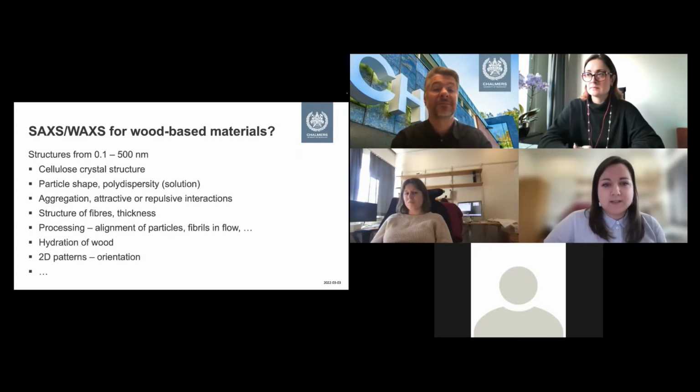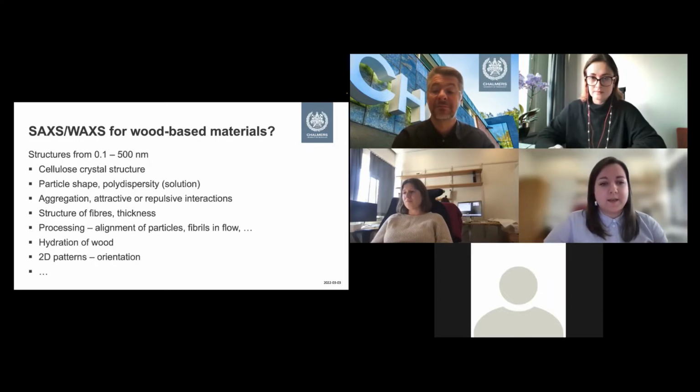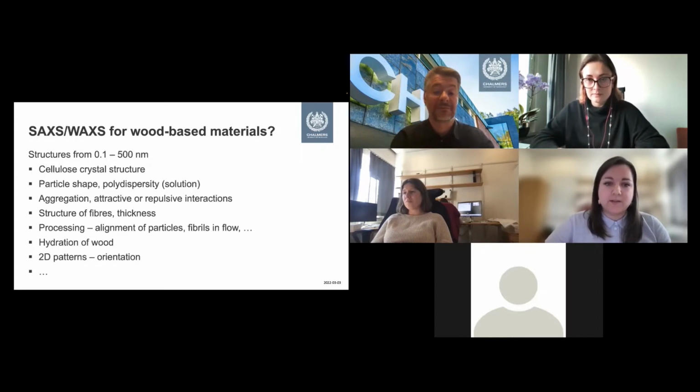So some of the information that you can obtain include cellulose crystal structure, which is done with wide angle X-ray scattering, and then particle shape and polydispersity. These are measurements in solution. From that, you can also obtain aggregation, find out whether you have attractive or repulsive interactions between particles in solution. For fibers, you can determine the thickness, structure, alignment in solution, or alignment in the flow, and so on.